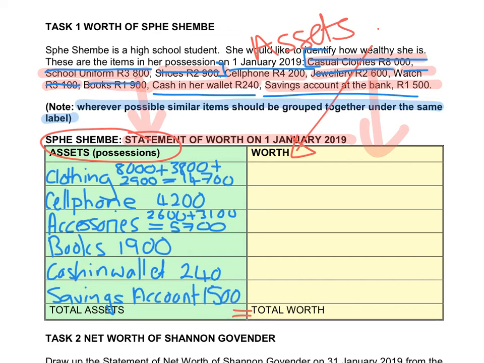1,500. Now the fun part comes, because now we have to add up all of our assets to find out what our total assets are. So therefore, we're going to say 4,700 plus 14,700 plus 4,200 plus 5,700 plus 1,900 plus 240 plus 1,500. I'm going to give you some time now to add that all together.